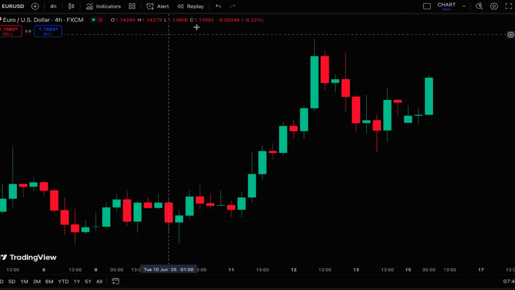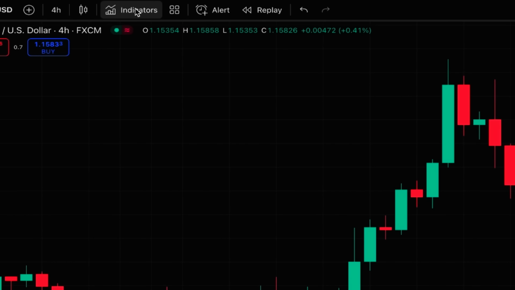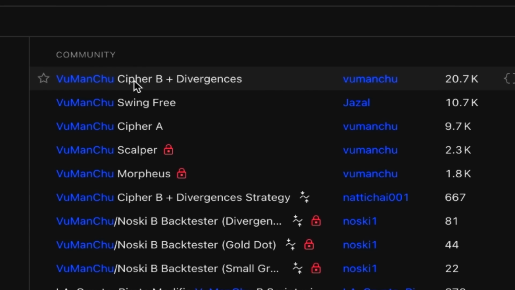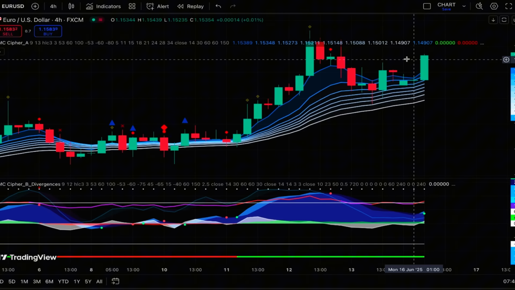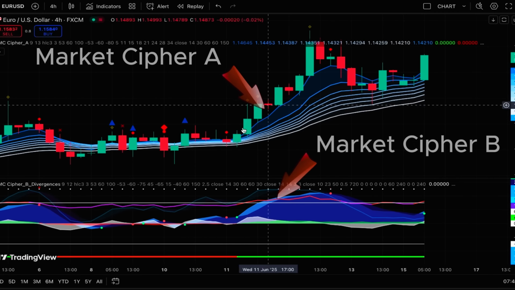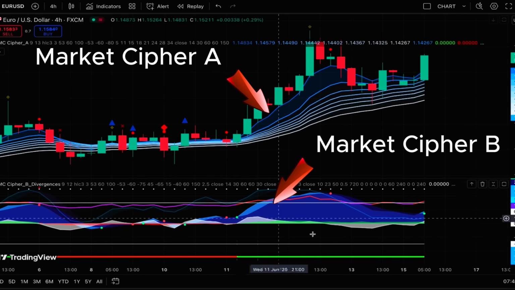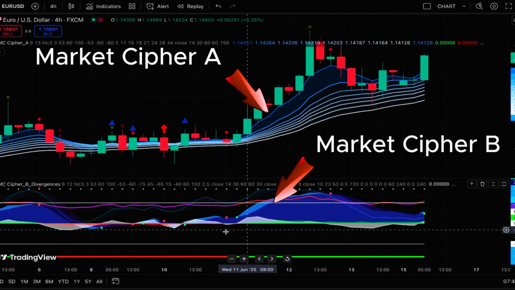Alright, to add the indicators to our chart, here we click on Indicators and search Wu Manchu. First we add this one, Wu Manchu Cipher B plus divergences, which is written by Wu Manchu, and then we add this one, Wu Manchu Cipher A, which is written by the same author. Alright, these are the indicators and as you can see they are added to the chart. This is Market Cipher A, which is overlaid on the price chart, and this is Market Cipher B, which is added here below the chart.